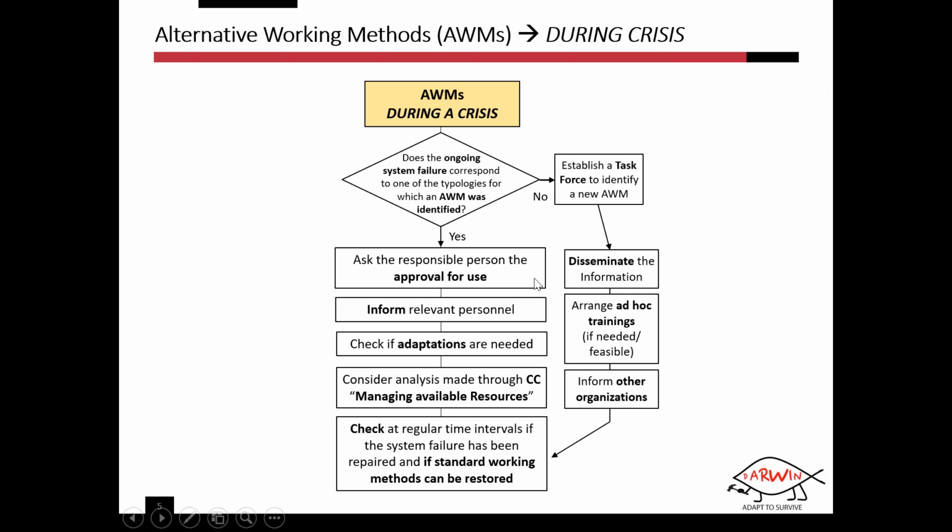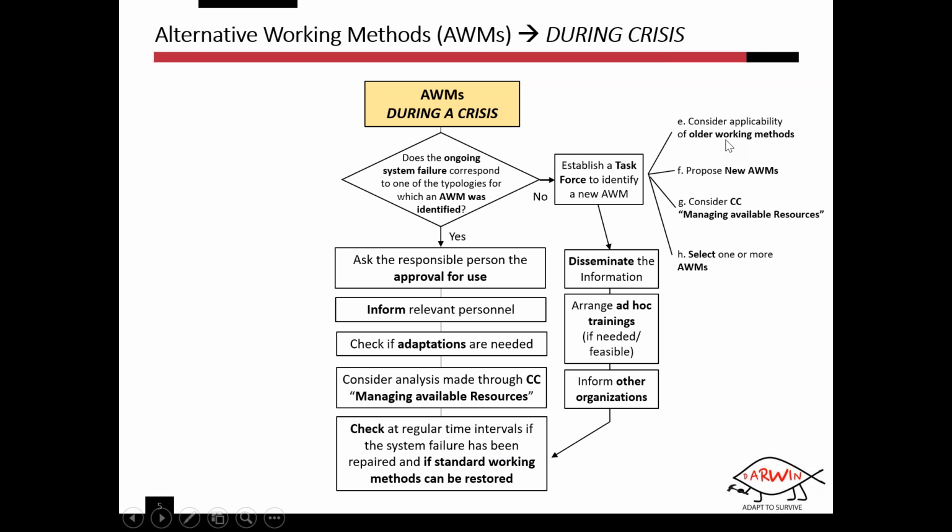And then after this has been identified, you have to disseminate it inside your organization to inform everyone, or to arrange ad hoc trainings if you have time again, and if it is needed, because, for example, people do not have the necessary skills and competencies to use this alternative method. And then you may need to inform other organizations, as I was saying before, and again to check when you are going back to the ordinary situation and the system failure has terminated.